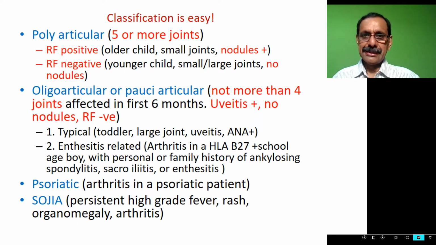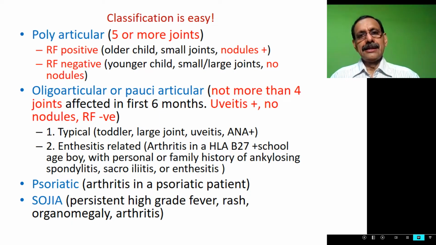Enthesitis-related means in this particular variety, tendon insertions are painful. And as compared to the other oligoarticular JIA, this is diagonally opposite. Boys are more affected. Tendon insertions are affected. Sacroiliac joints are affected. Spondylitis can be there. So that way it is totally different from the other oligoarticular.